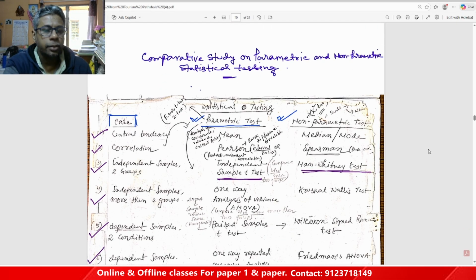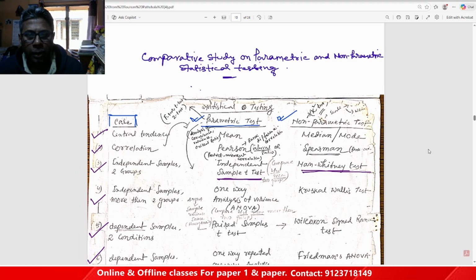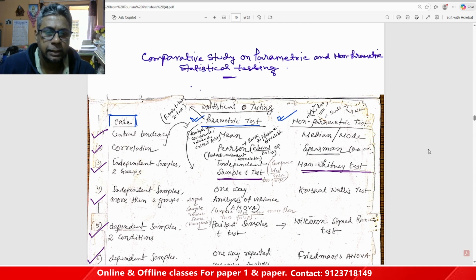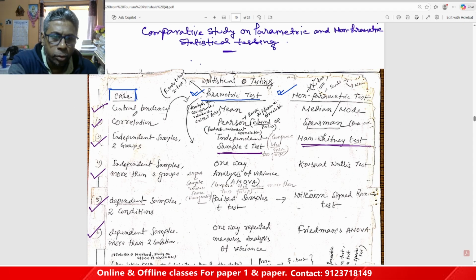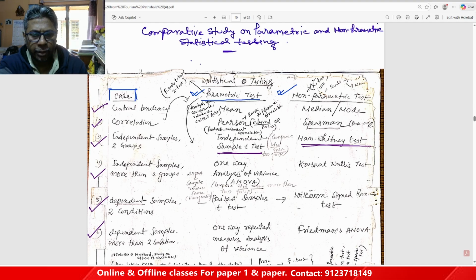Now, this is another important chart, my dear student, a comparative study of parametric and non-parametric statistical tests. In the case of central tendency, the parametric measure is the mean. The non-parametric measure is the median or mode. In the case of correlation, the parametric test is the Pearson product moment correlation, and the non-parametric test is the Spearman rank order correlation.